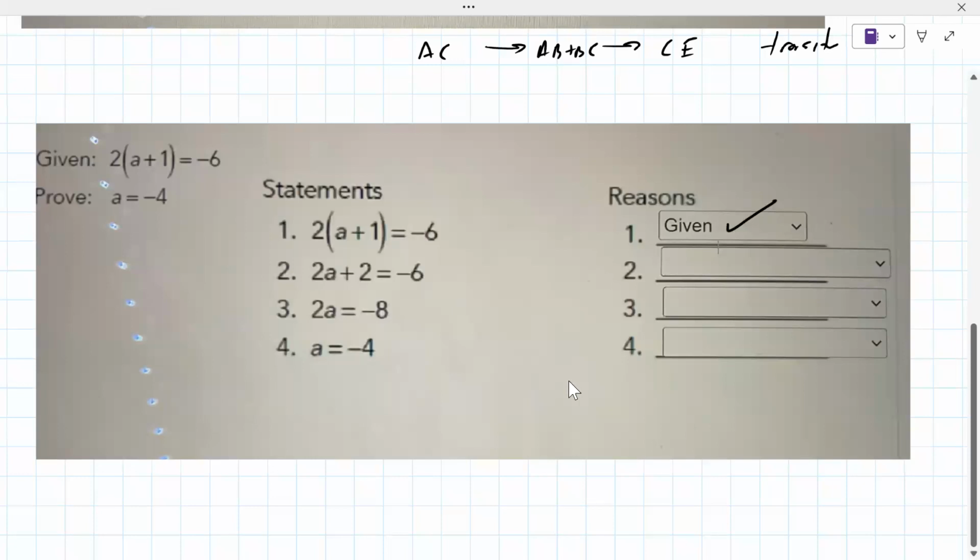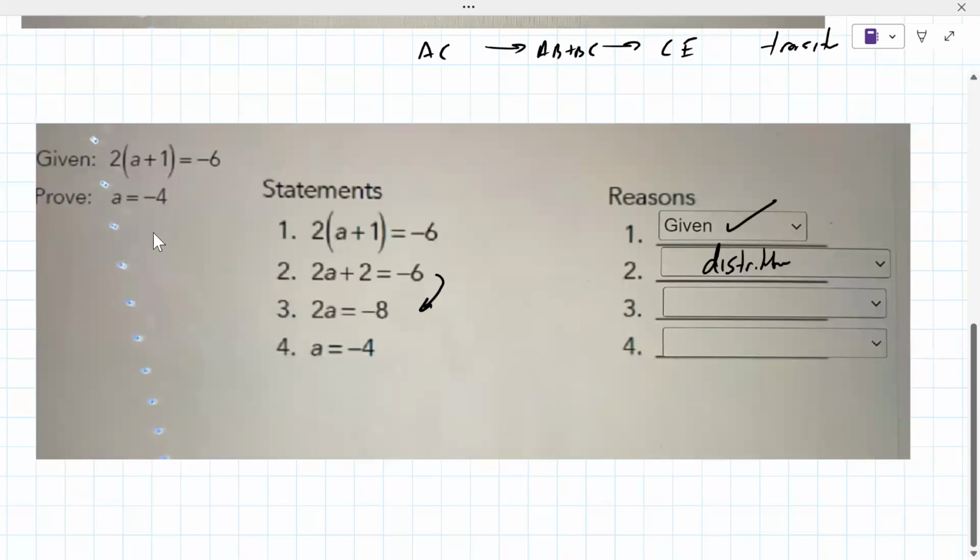Would that be the distributive property? The first one is definitely distributive, yes. Okay. And then you just look at what the math operation is that you're doing to go from line two to line three. Moving the two to the other side. That would be, no.